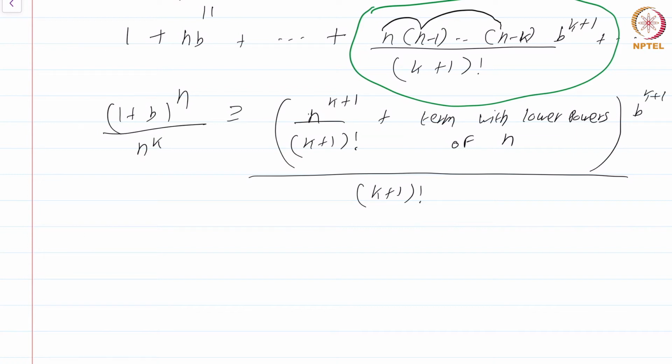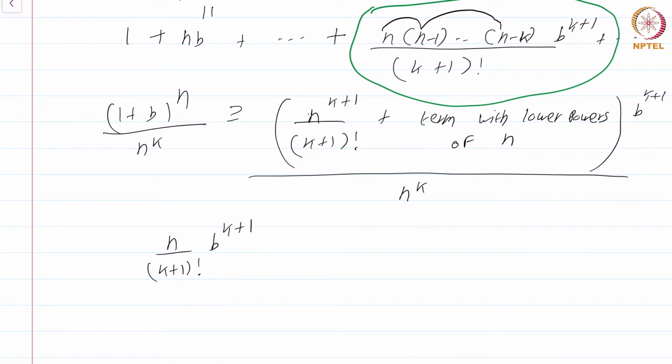and then, oh sorry, I made a mistake here. This is n power k. Okay, so when you do this division, it's easy to see that what you will be left with is n by k plus 1 factorial into b power k plus 1. That will be the first term.